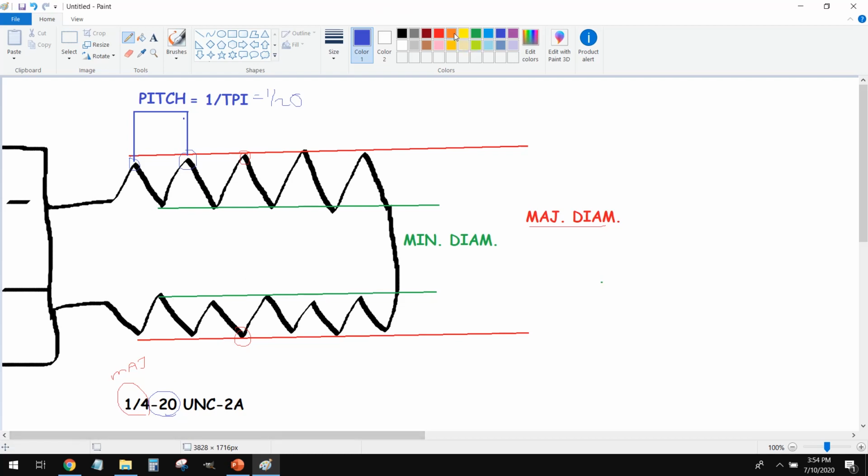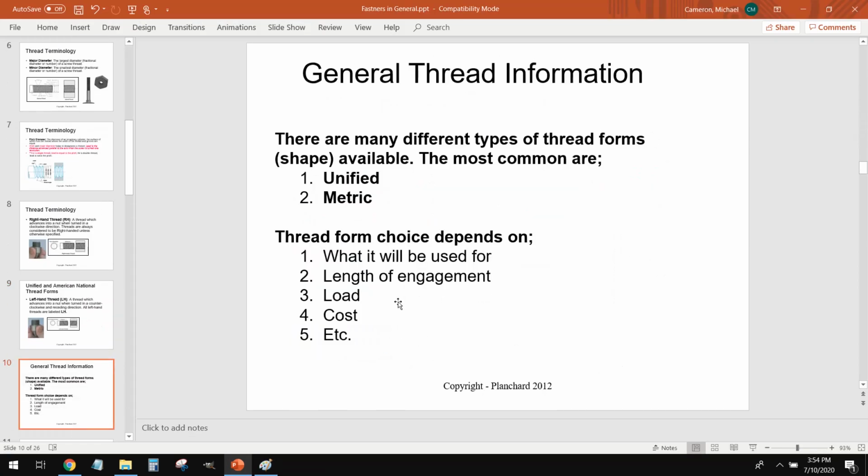This third bit here, UNC, what this talks about is what type of thread that we have, because we have different thread forms.